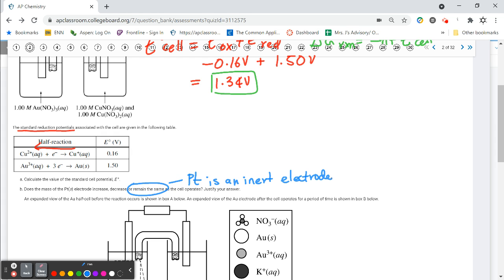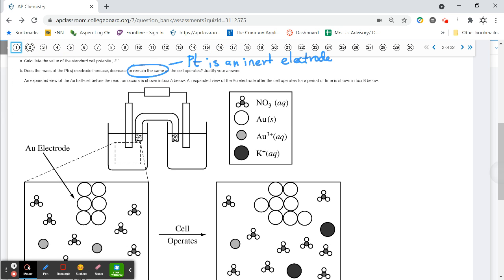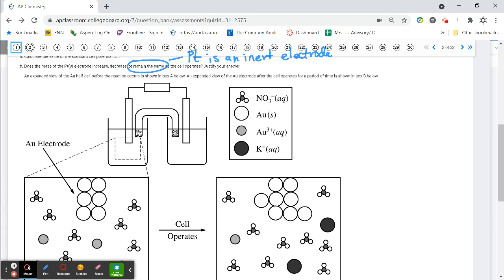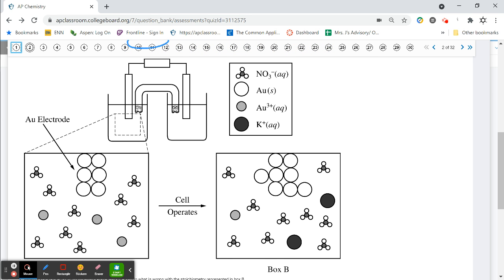Okay? Now, an expanded view of the gold half cell before the reaction occurs is shown in box A below. And an expanded view of the gold electrode after the cell operates for a period of time is shown in box B below. This is called a particle diagram, and they are super big fans of giving you diagrams at the particle level to interpret. So whenever you are trying to interpret something like this, you are looking for discrepancies in the numbers of ions or charges of ions usually. Okay, so think about what you saw.